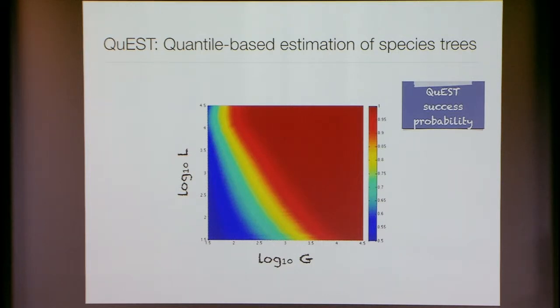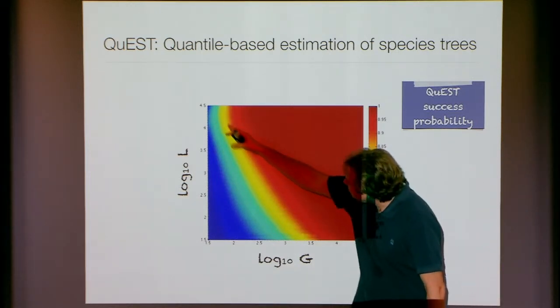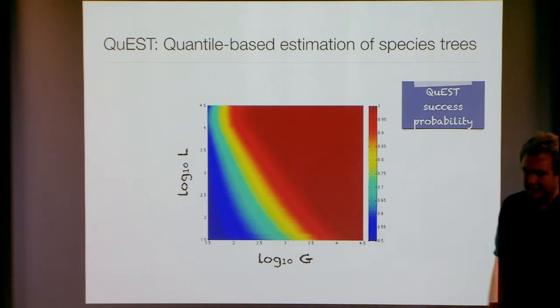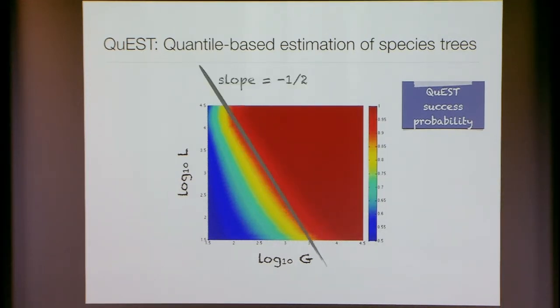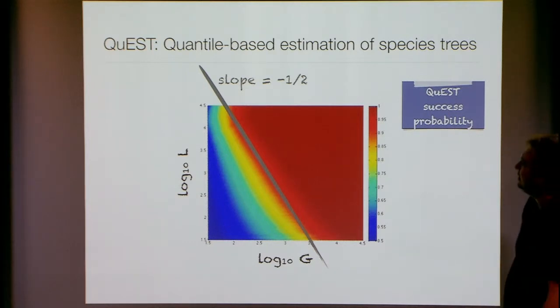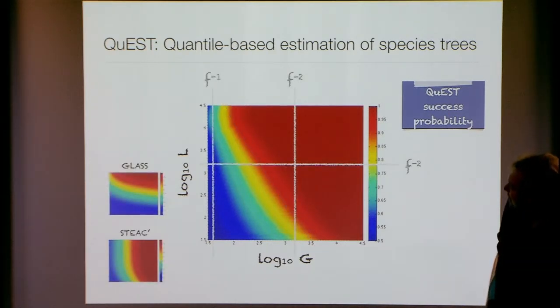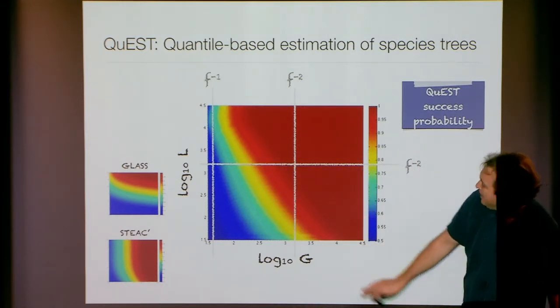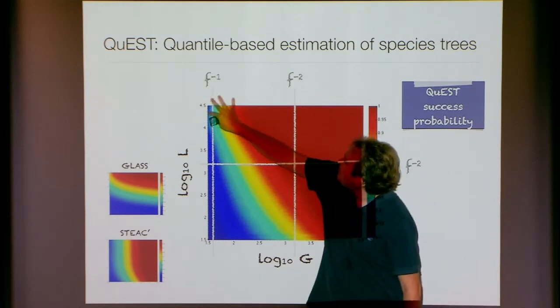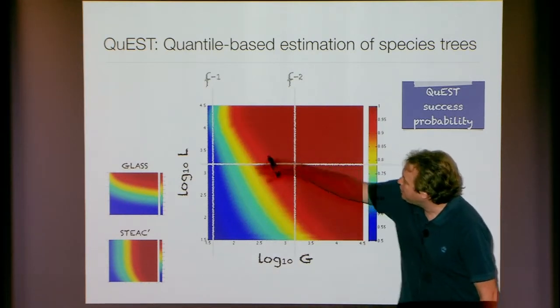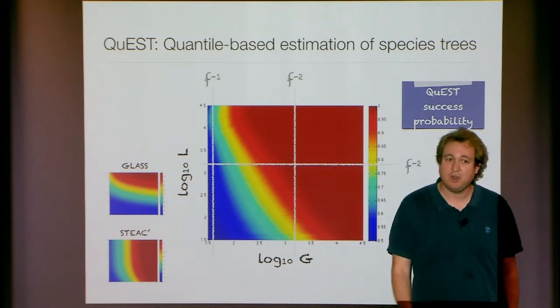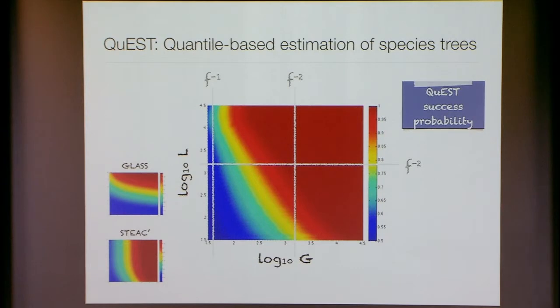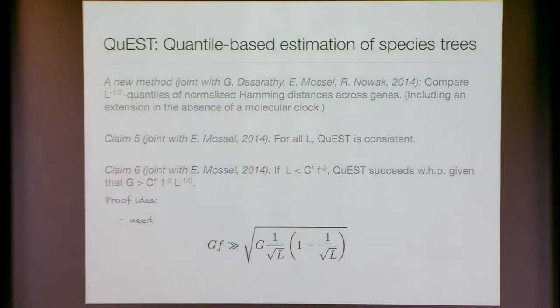You get a very different picture where now you have this sort of linear interpolation between these two regimes with a slope of minus 1/2. And if you compare this to these two guys, right, you can see that it sort of interpolates between the two. Steak might do a little bit better here, glass might be a little bit better there, but in between, the sort of quest method where you choose the right quantile is the one that does the best. And so you can prove this rigorously.